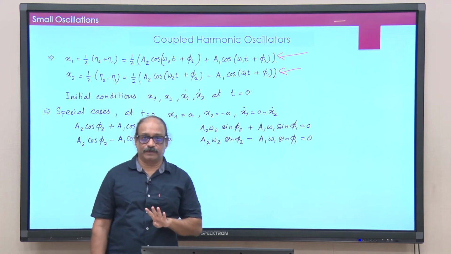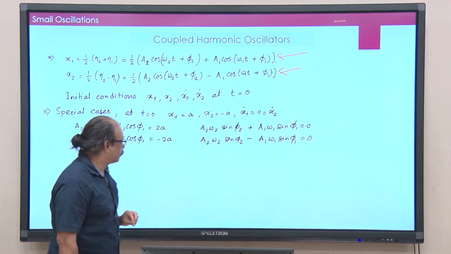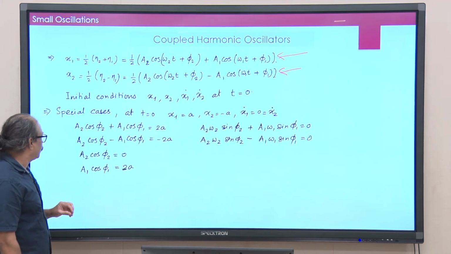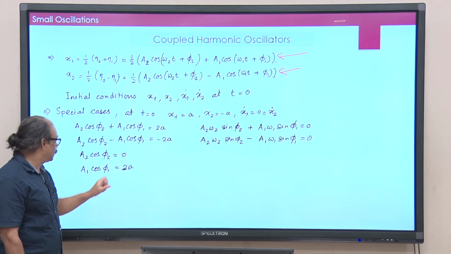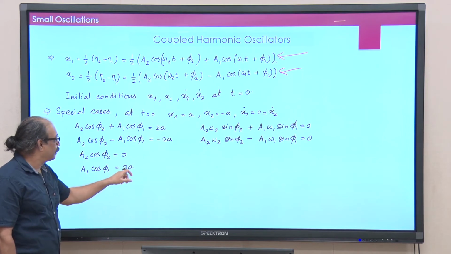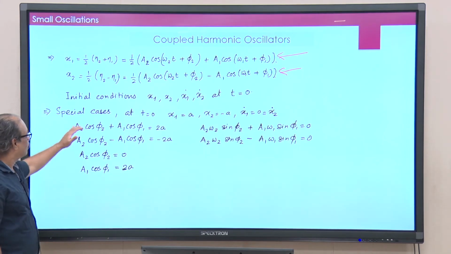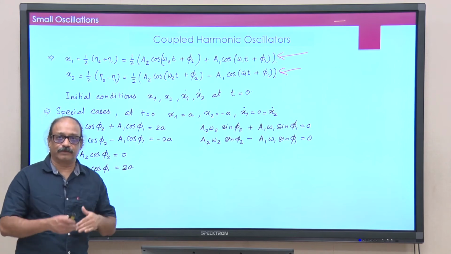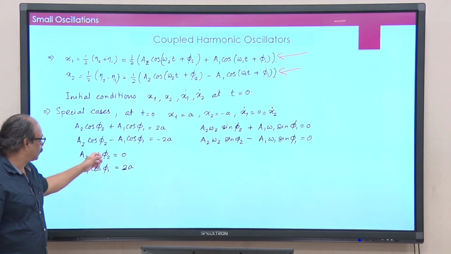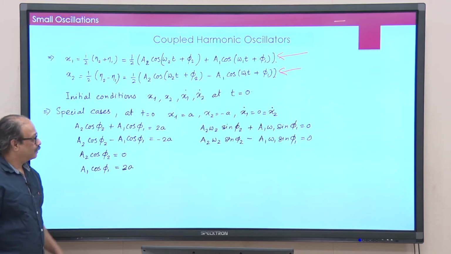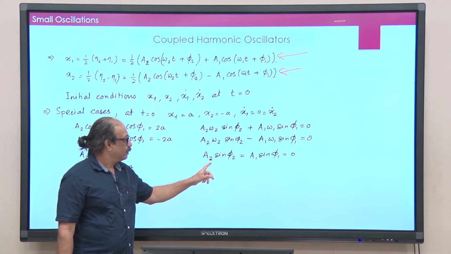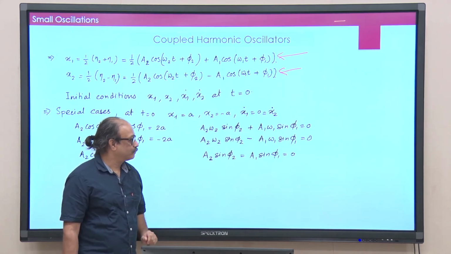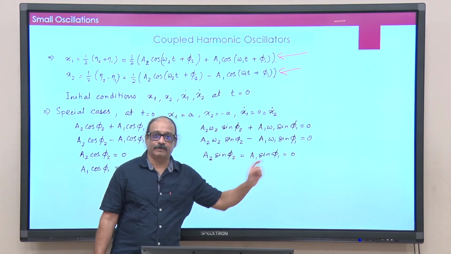So, I have got 4 equations and I want to solve it for 4 constants. You can quickly see that from these 2 equations I immediately get a 2 cos of phi 2, that must be equal to 0, and a 1 cos of phi 1, that must be equal to 2 times a. Basically, you add these 2 equations and subtract to get these 2 equations. And similarly, on this side what I get is both a 2 sin phi 2 and A1 sin phi 1, both of them must be 0.